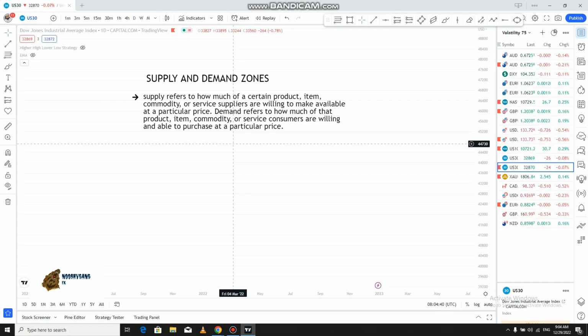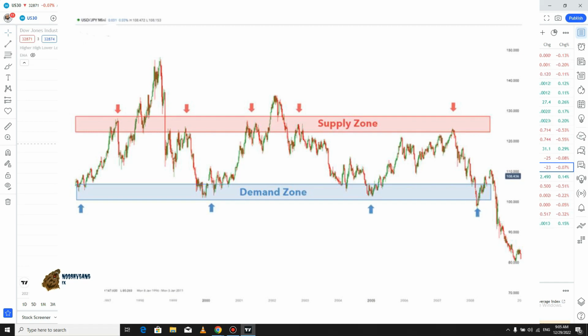This applies to everything from your local farmers market to a rare, one of a kind jewel to the foreign exchange market. Traders that understand the dynamics of demand and supply are better equipped to understand current and future price movements in the forex market.